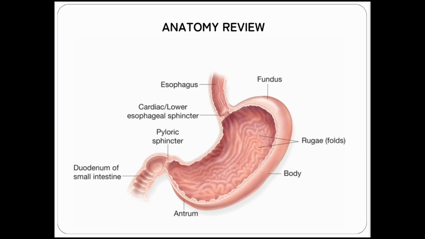Just quickly we'll go through an anatomy review. We have the esophagus, then we have the stomach. The fundus, and the folds which are inside the stomach lining are known as rugae. We have the body of the stomach and the antrum. Then there is the pyloric sphincter. Then we go to the duodenum of the intestine. So there is a lower esophageal or cardiac sphincter and the pyloric sphincter. These are the two sphincters which are present in the stomach.